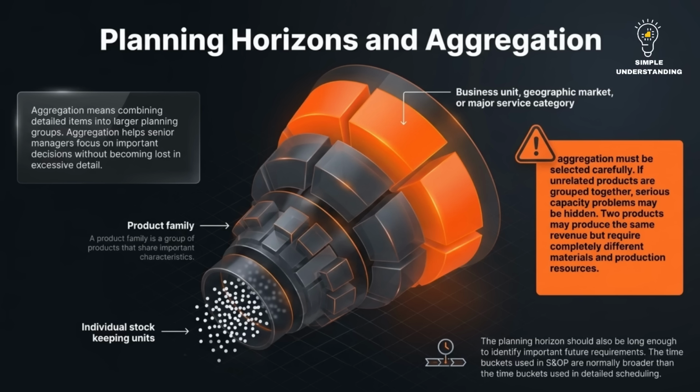The organization may need time to increase capacity, hire and train employees, negotiate supplier agreements, purchase equipment, build inventory, or introduce a new product. The time buckets used in S&OP are normally broader than the time buckets used in detailed scheduling. For example, S&OP may review monthly totals, while the master schedule and detailed schedules use weeks, days, shifts, or hours. The appropriate horizon, time bucket, and aggregation level depend on the organization's products, lead times, market, risks, and decision requirements.